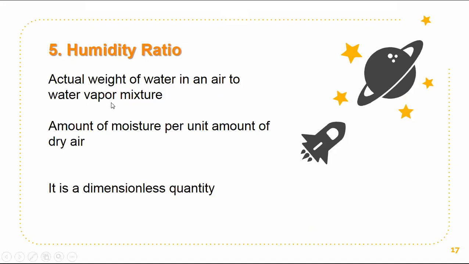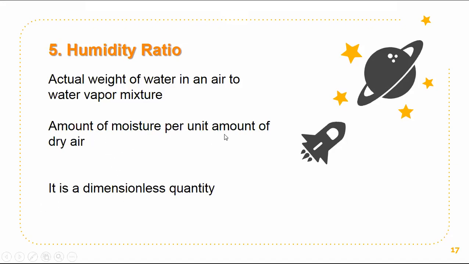If humidity is water in air over kilograms dry air, this one is the actual weight of water in air to water vapor mixture, meaning this is the mixture of water and dry air already. So the amount of moisture per unit amount of dry air. Now, most of the time, this is just referred to as humidity, amount of moisture per unit amount of dry air, or some will use the term specific humidity. And this is also dimensionless because both are in amounts.